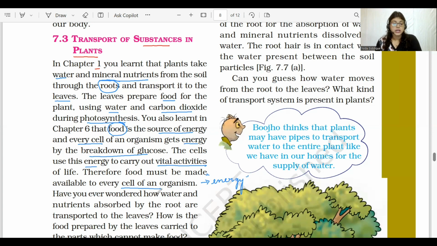Have you ever wondered how water and nutrients absorbed by the roots are transported to the leaves? Have you ever wondered how water reaches from roots to leaves? How is it being transported? How is the food prepared by the leaves travelling to the parts which cannot make the food? Leaves, remember, they are the kitchen of the plant. They are going to prepare the food. But from the leaves to all the different parts of the plant, how is the food reaching?